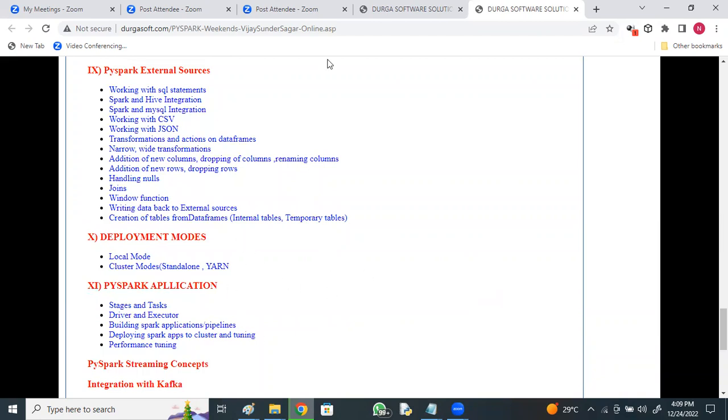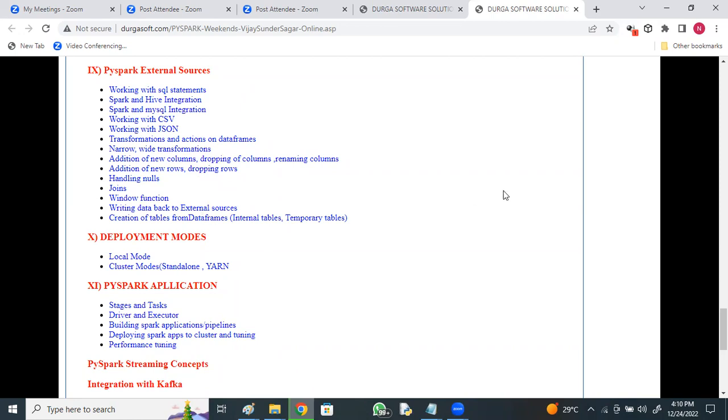So we can create data frames in different ways, right? Working with SQL statements. Also I'll show you some integrations: Spark and MySQL integration, Spark and Hive integration, Spark working with CSV files, working with JSON files, transformations and actions on data frames, narrow and wide transformations, adding new columns, dropping columns, renaming columns, adding rows, dropping rows, handling nulls, window functions, right?